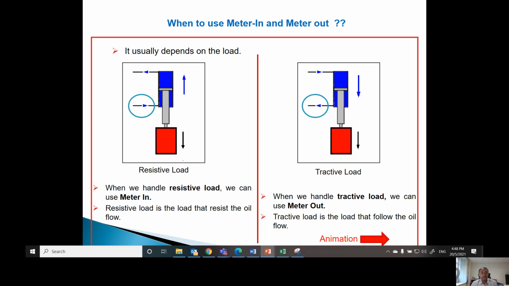Okay, there is a different purpose or different situation. Why do you have to use meter in, and when do you have to use meter out? The first one is when we have to handle resistive load.